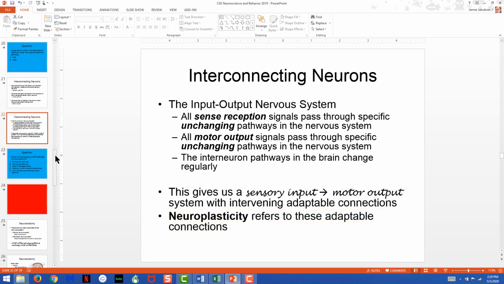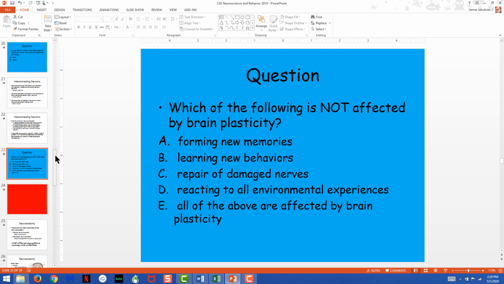For now, let's take a look at a question related to everything I've been talking about. Which of the following is not affected by brain plasticity? And the correct answer there is E. All of the above are affected by brain plasticity.